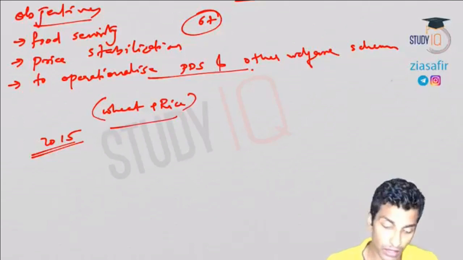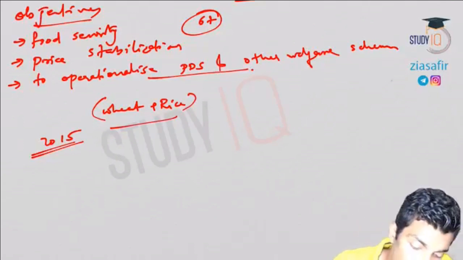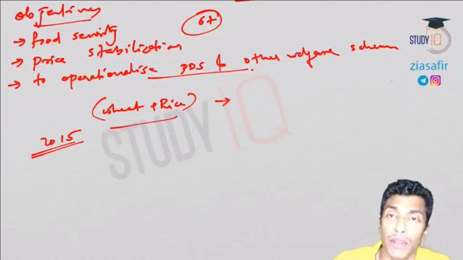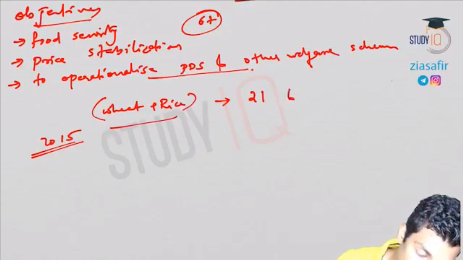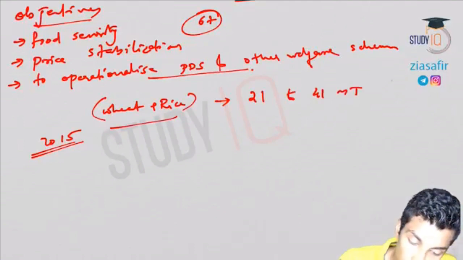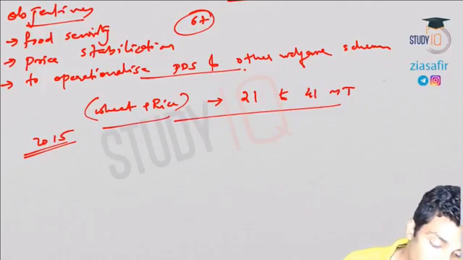Okay, so here in 2016 for pulses also a buffer stock of 2 metric ton was introduced, but here I'm talking about wheat and rice, and it ranged from 21 to 41 metric ton. I'll tell you what the buffer stock norms are, how much you need to maintain, etc.